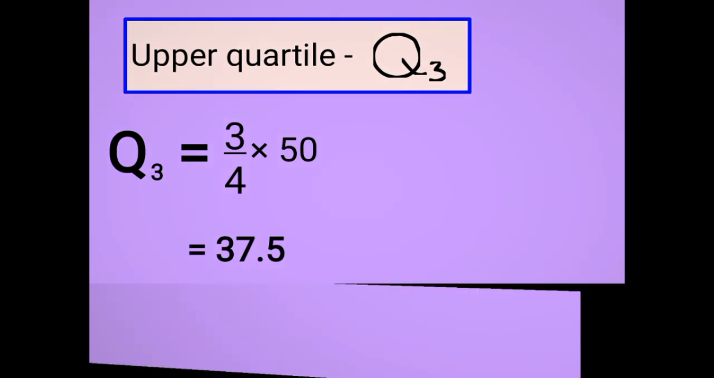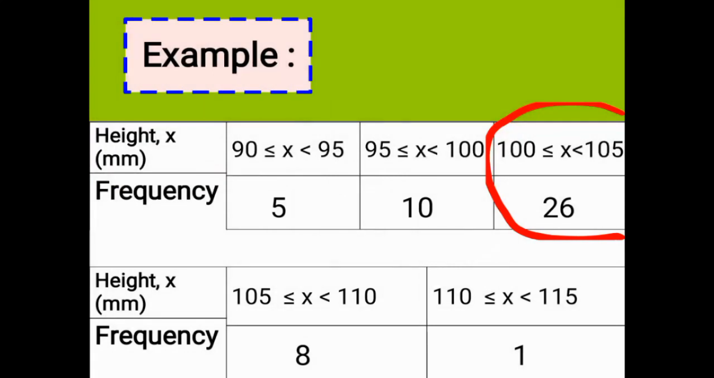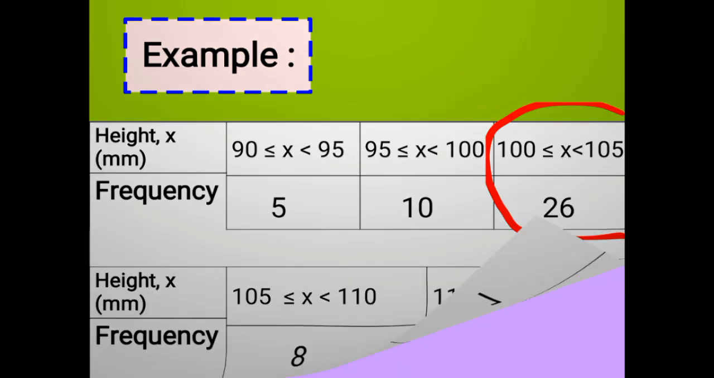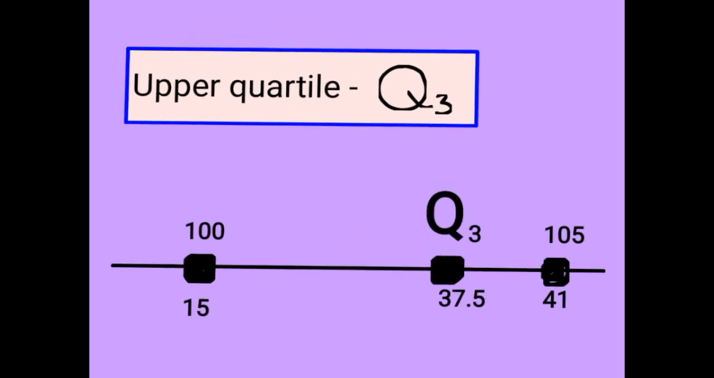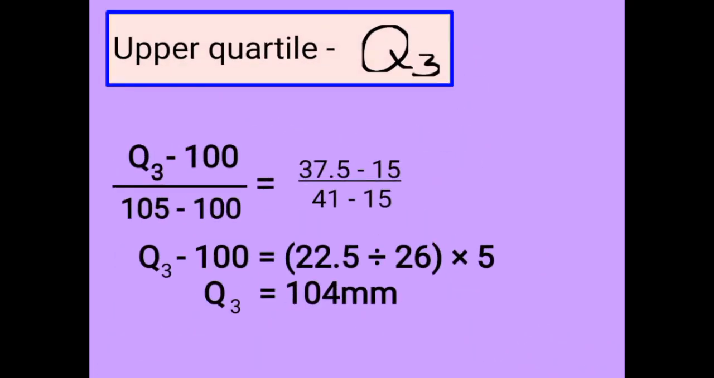The upper quartile is the 37.5th value and it lies here. So using interpolation, the class boundaries are 100 and 105 and the cumulative frequencies are 15 and 41. So (Q3 minus 100) over (105 minus 100) equals (37.5 minus 15) over (41 minus 15). Q3 minus 100 equals 22.5 divided by 26 times 5. Q3 equals 104 millimeters.